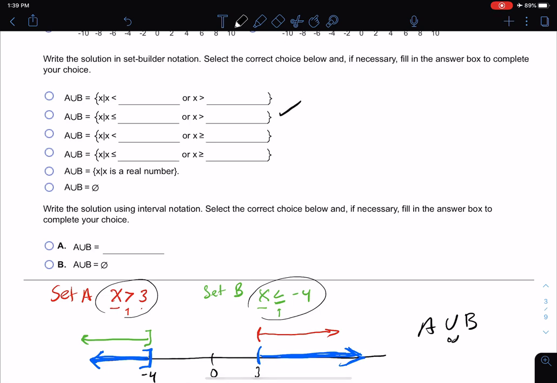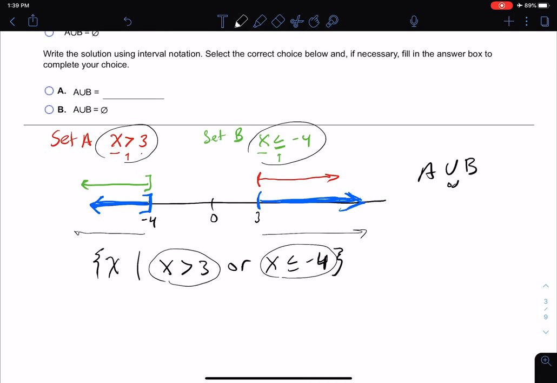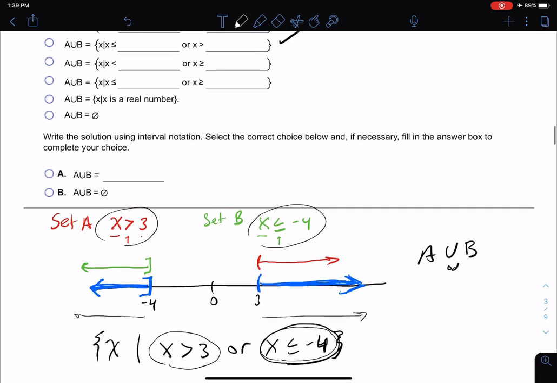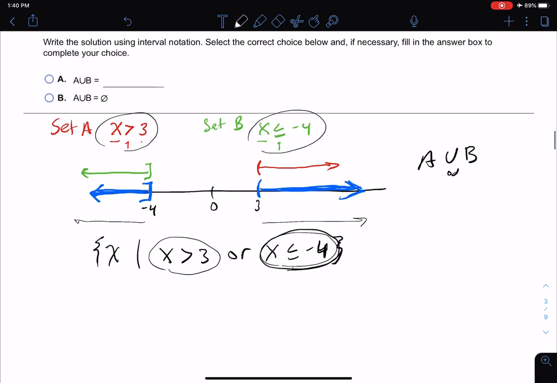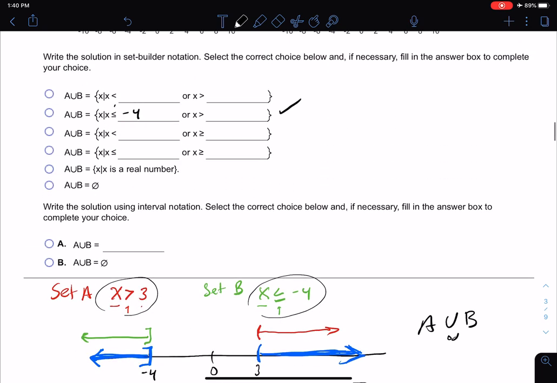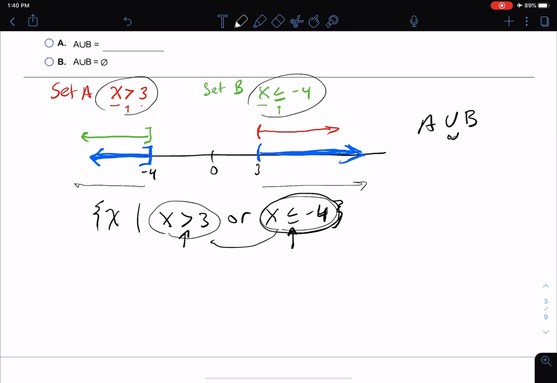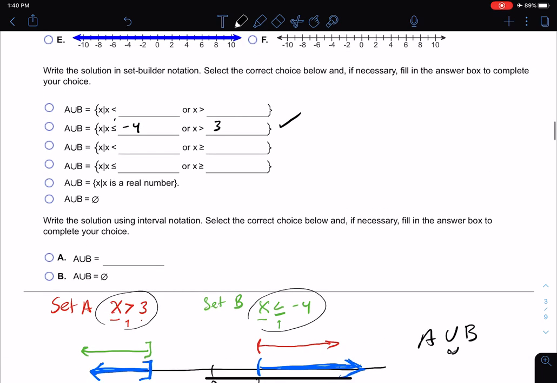So I'm seeing right there that I've got a match for this: less than or equal to negative 4. And then I need the other one to be a greater than, and the other one is greater than 3. So the only difference was just the order, and that doesn't matter, right? I could have written it that way too. Okay, and so that's what they're looking for there. So the answer is B.